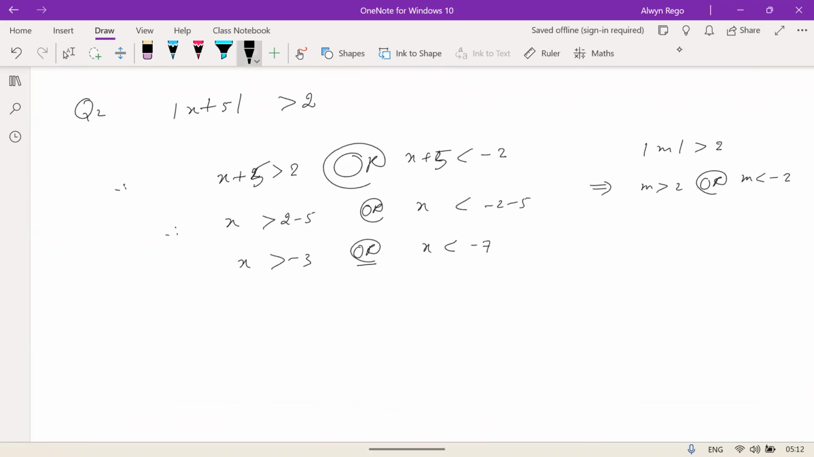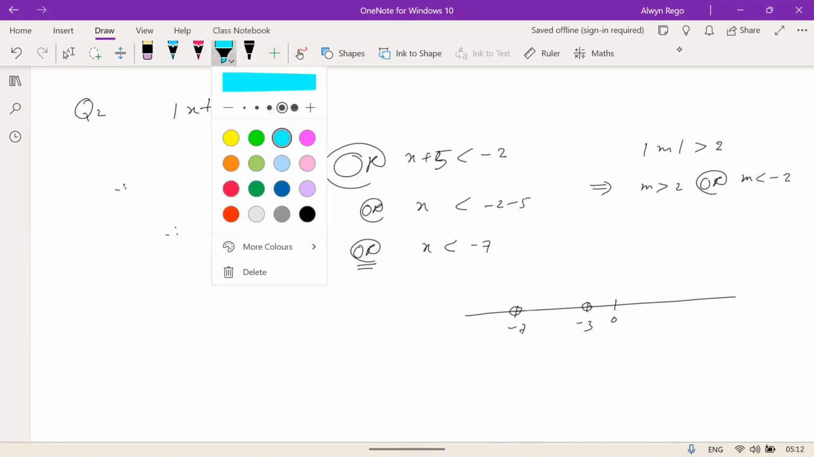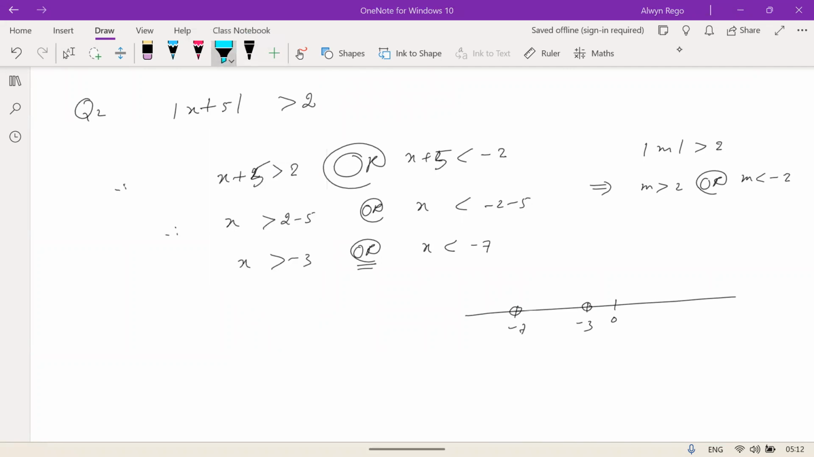Therefore, it is a union. So either you go here, so this is 0, this is minus 3 here, this is minus 7 here. So to find the solutions, either you go to the right of minus 3, more than minus 3, or you go to the left of minus 7. And these are the zones where we'll find the solutions here.